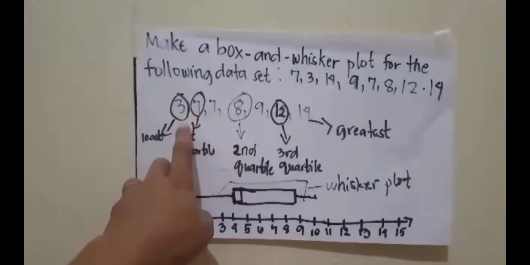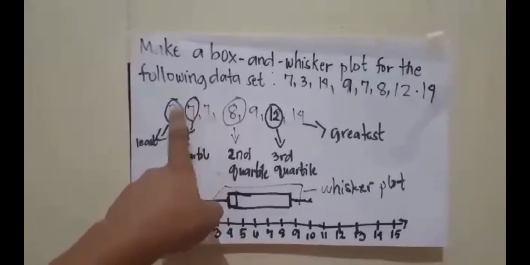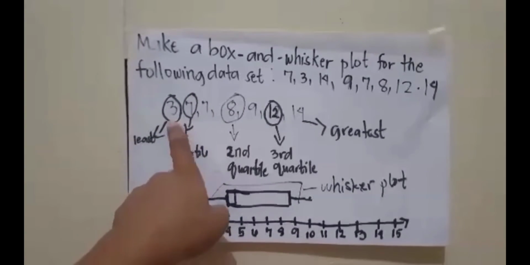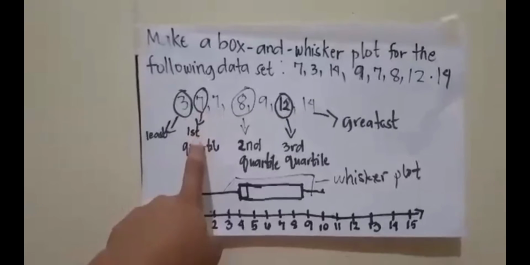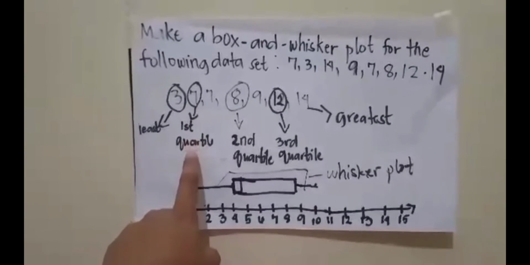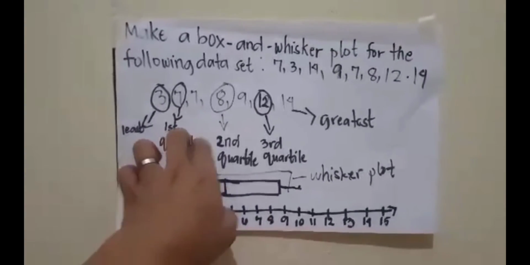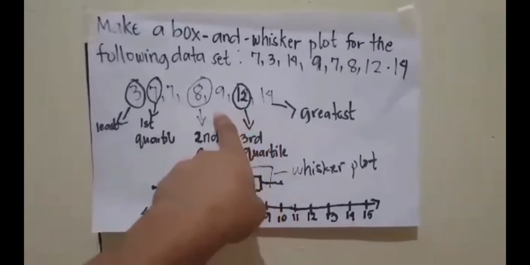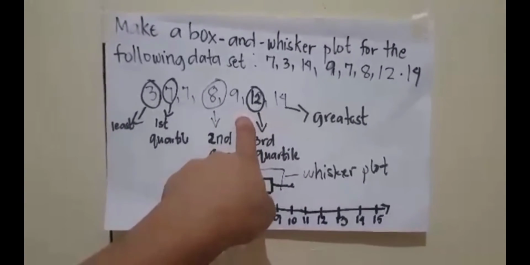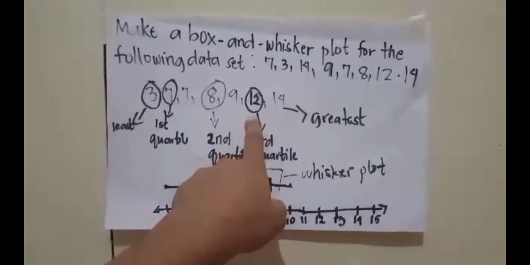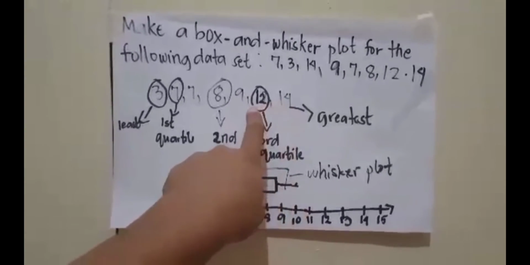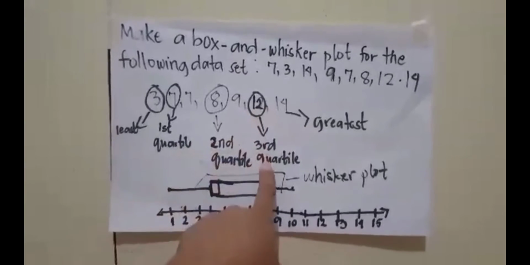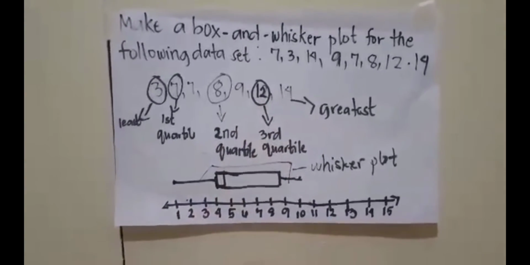Next, hanapin mo din yung pinakagitna na number dito sa tatlo, which here is number 7. So, ang tawag dito is first quartile. In this side also, you need to find the number na nasa pinakagitna mula dito sa tatlo, which here is number 12. That's what you call the third quartile.